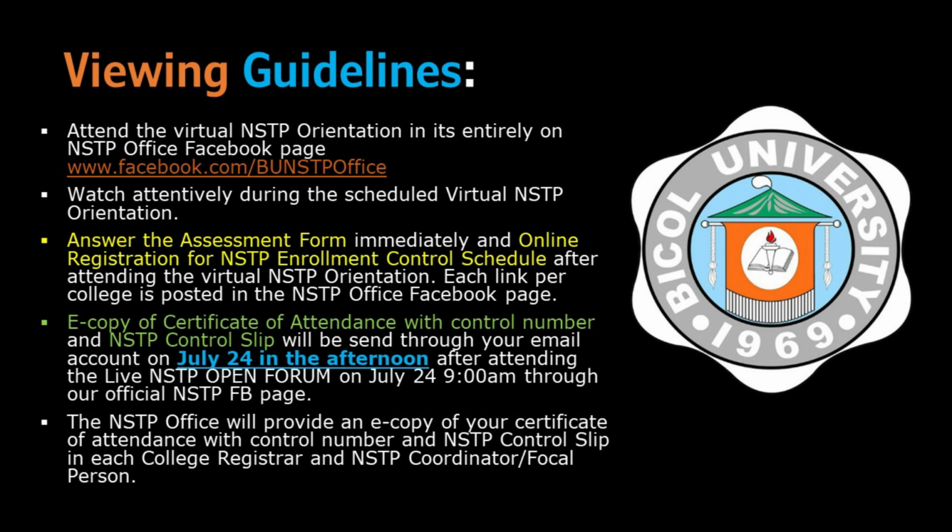Answer the assessment form immediately, and complete the online registration for an NSTP enrollment control schedule after attending the virtual orientation. After attending, each link per college is posted in the NSTP Facebook page. A copy of the certificate of attendance with control number and an NSTP control slip will be sent through your email account on July 24th in the afternoon.